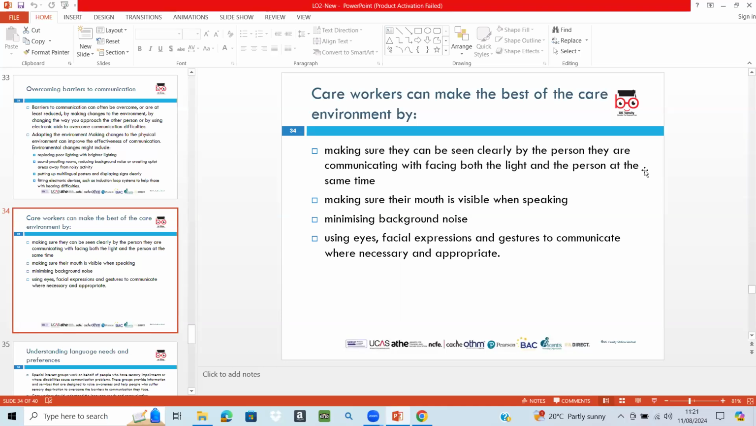Then we have using non-verbal cues. Even in an optimal environment, non-verbal communication remains crucial. As an example, using gestures, facial expressions and eye contact can help reinforce the message and ensure that the service user understands what is being said.